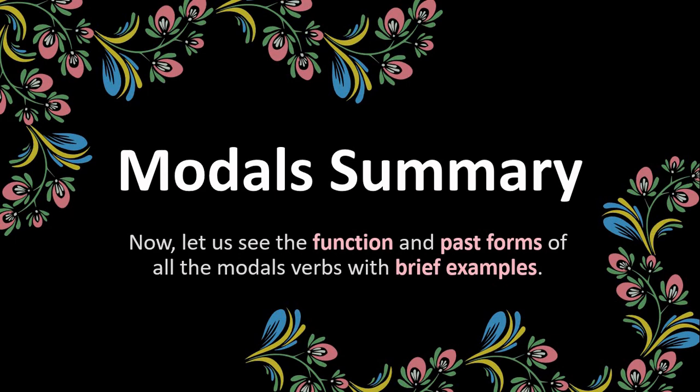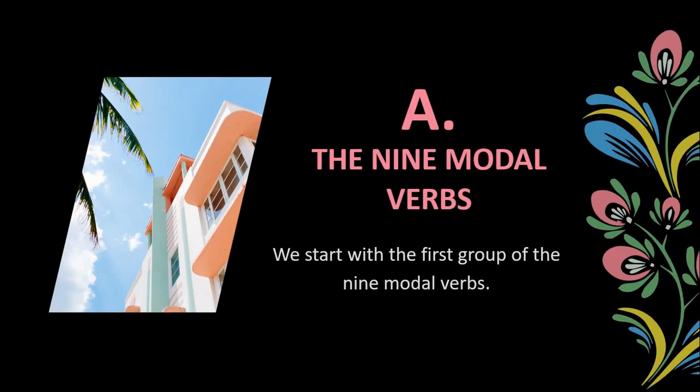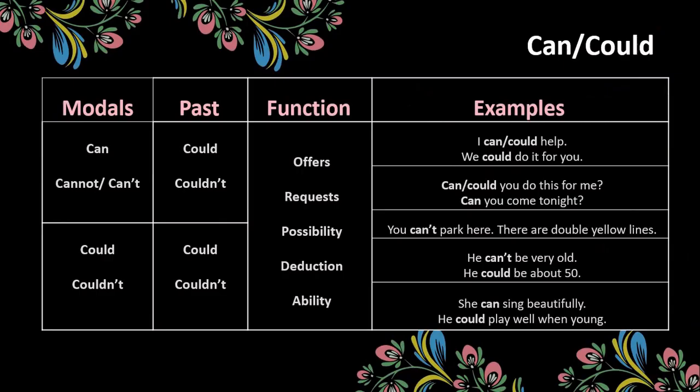Directly we're going to come to the modal summary. So let's see the function and the past forms of all modal verbs with brief examples. We start with the 9 modals, the first group. So let's begin with looking at can and could.